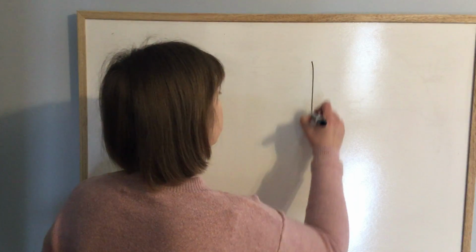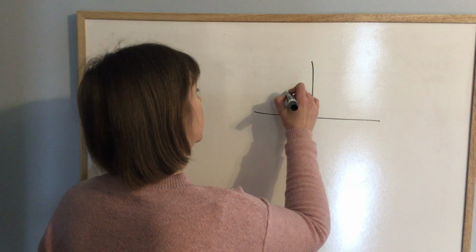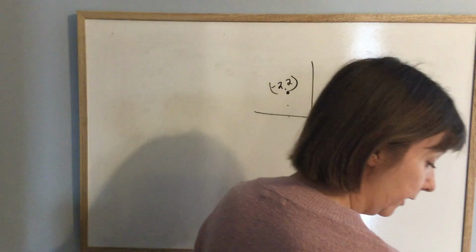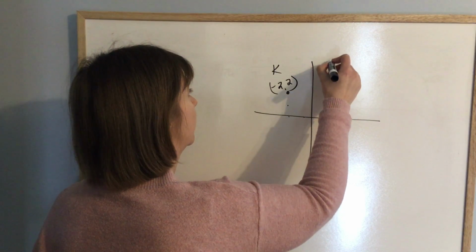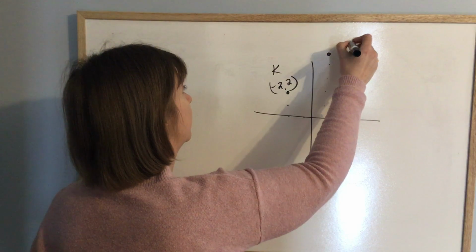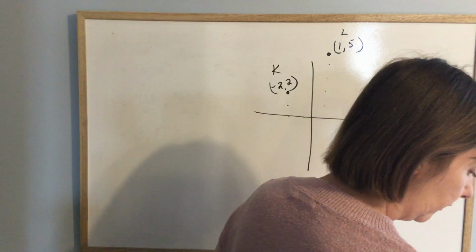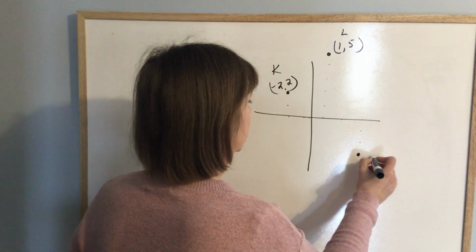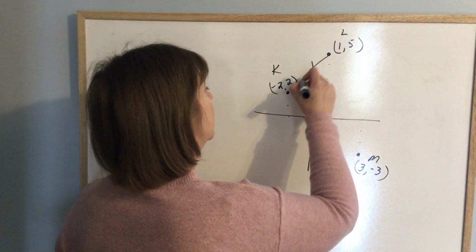Negative 2 and 2. 1, 2, 1, 2. Negative 2 and 2, and that's K. 1 and 5 is L. So 1, 1, 2, 3, 4, 5. 1 and 5 is L. And M is 3 and negative 3. So 1, 2, 3, 1, 2, 3. That's M.